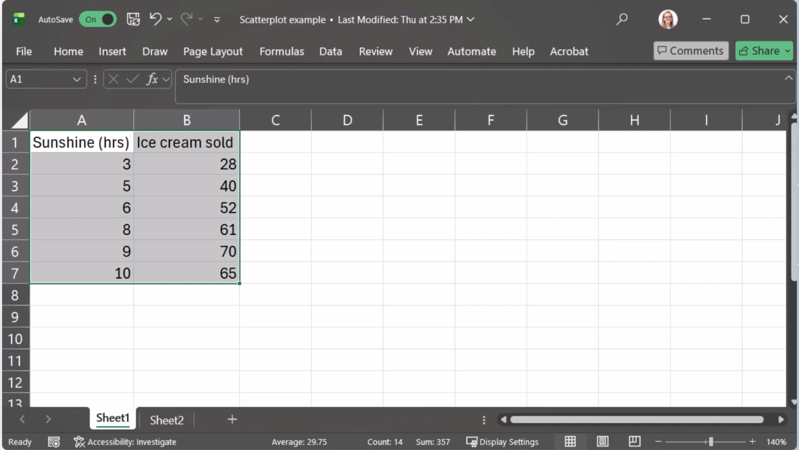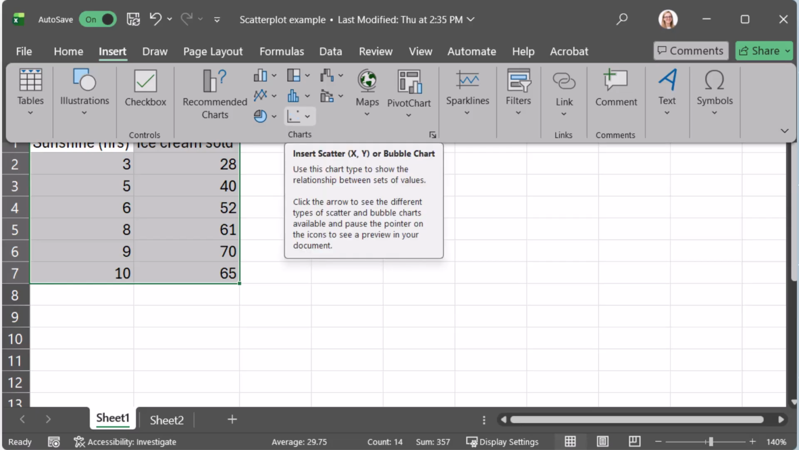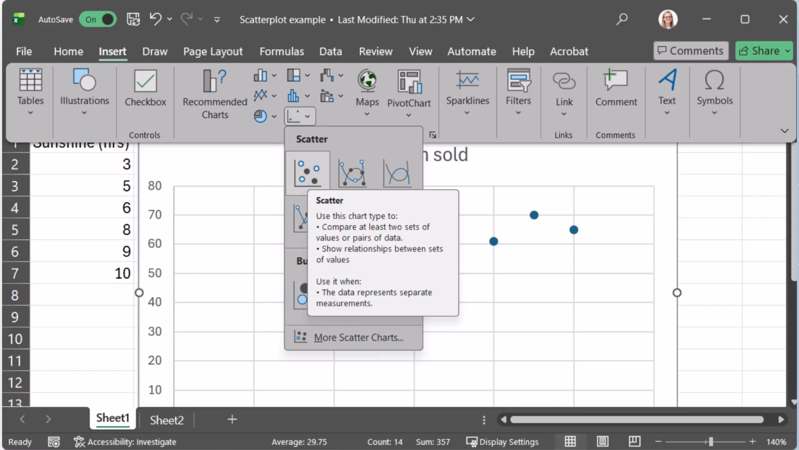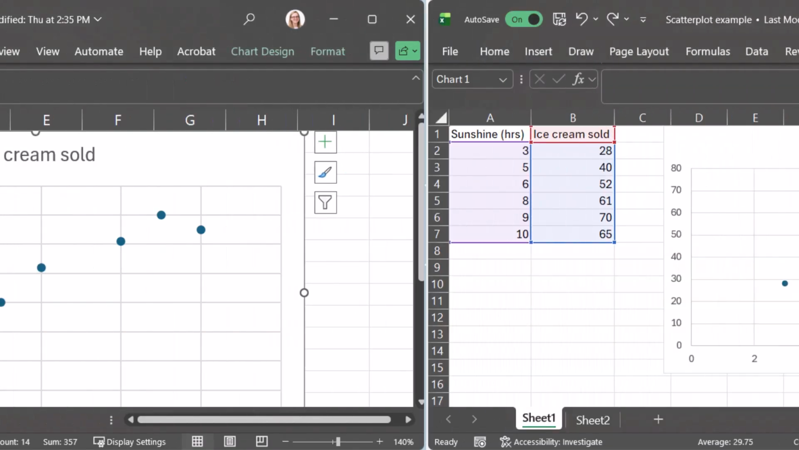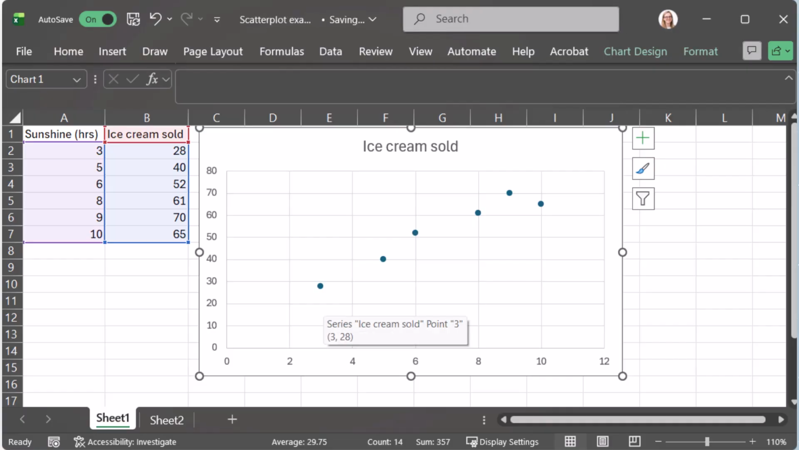And then I'm going to go to the Insert menu, which is where all of our charts live. And in the Charts section, towards the middle at the bottom, there's Insert Scatter X, Y, or Bubble Chart. And the icon is like 2 axes with some dots on it. And I'm going to choose just this first option, a scatter plot. If I look at the first, the lower left dot here, this is the point 3, 28. So that represents a day where there was 3 hours of sunshine and the amount of ice cream sold was 28 servings maybe.